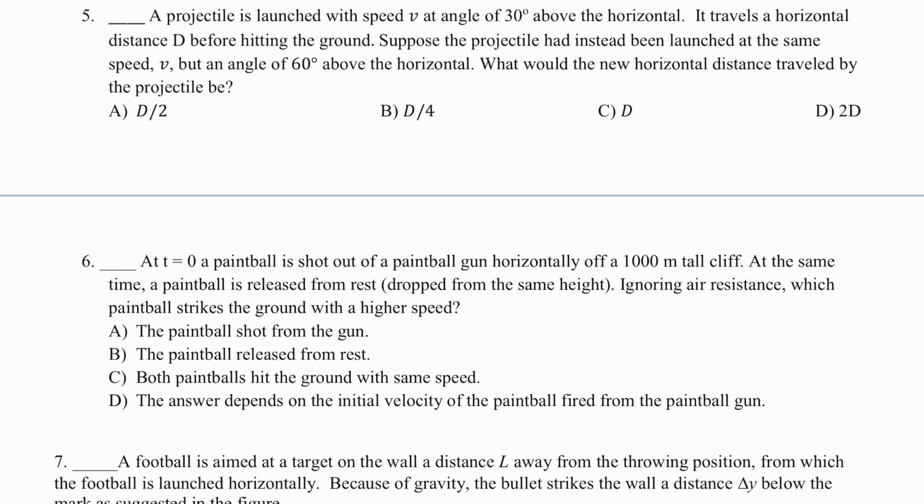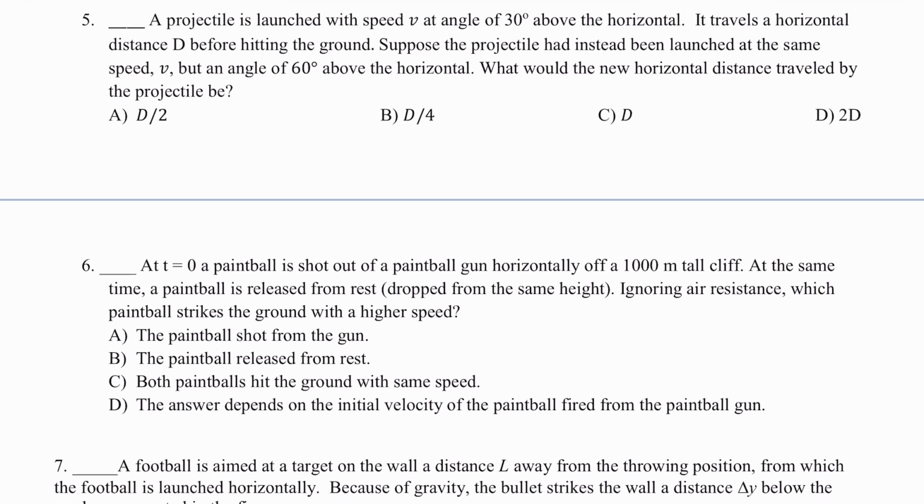Suppose the projectile had instead been launched at the same speed, which is v, but at an angle of 60 degrees above the horizontal. What would the new horizontal distance traveled by the projectile be? So we're trying to compare ranges here. Now, if you're aware, we can immediately take advantage of an idea of complementary angles.